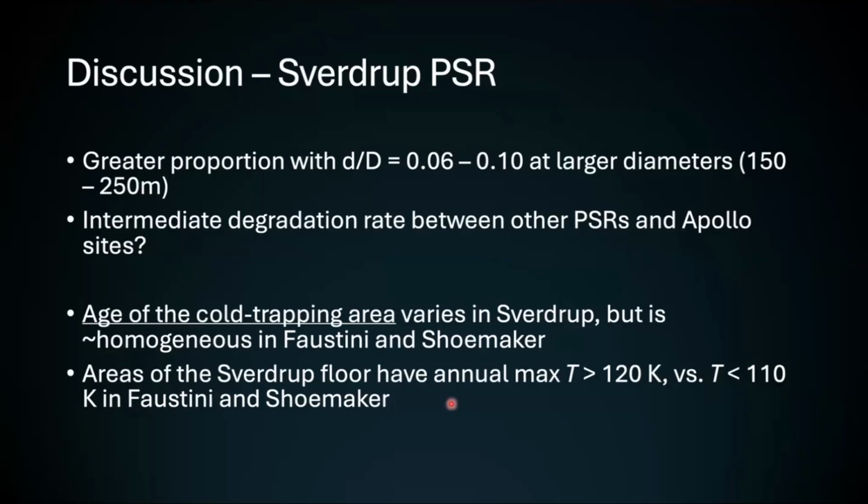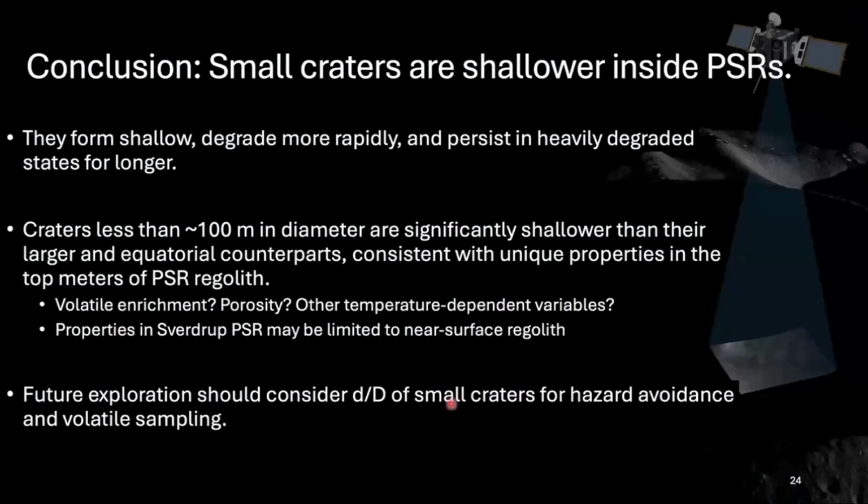So it may be that the accumulation of volatiles over the history of Sverdrup crater has favored recent deposition on the surface as opposed to subsurface deposits. If the difference in depth and diameter is due to volatile enrichment in the subsurface, that would put Sverdrup at an intermediate point between the other two, because those volatiles have not been deposited as in the others.